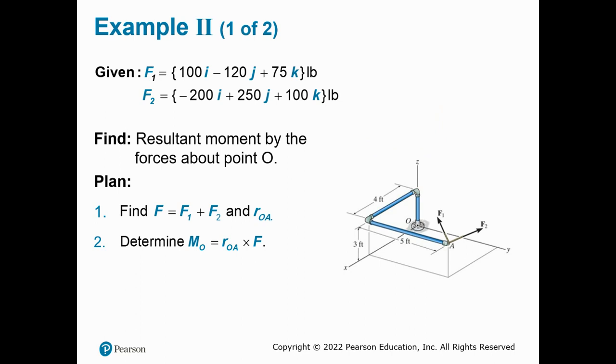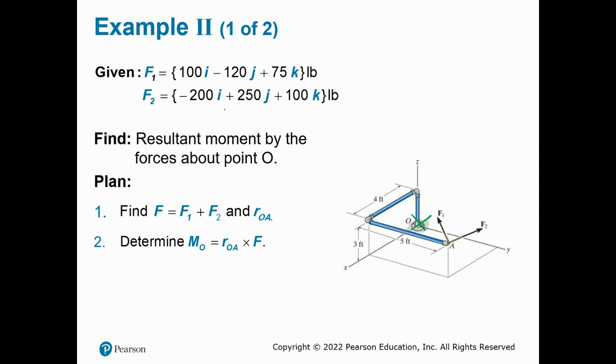Example number 2 says I have force number 1, F1, and force number 2, F2. This is a 3D case. We want to find the resultant moment by the force about point O. Point O is down here. In this problem, it's slightly more complicated because it's going into 3D. So it makes more sense that we use the cross product method.